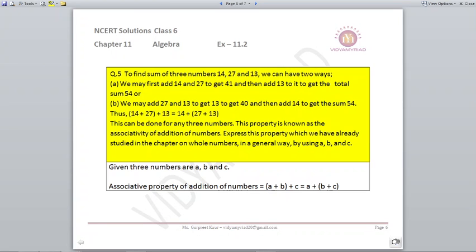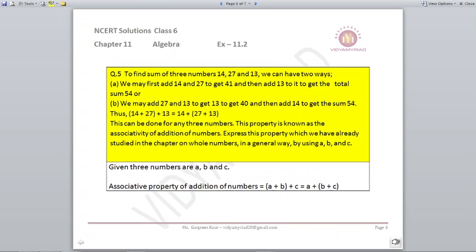Question number 5. To find the sum of 3 numbers 14, 27 and 13, we can do it in 2 ways. We can first add 14 and 27 to get 41 and then add 13 to it to get the total sum of 54. Or we can add 27 and 13 to get 40 and then add 14 to get 54. So what is happening here is we are just shuffling the numbers in addition, and we have to select these in the form of A, B, C and write it in the form of the associative property of addition.